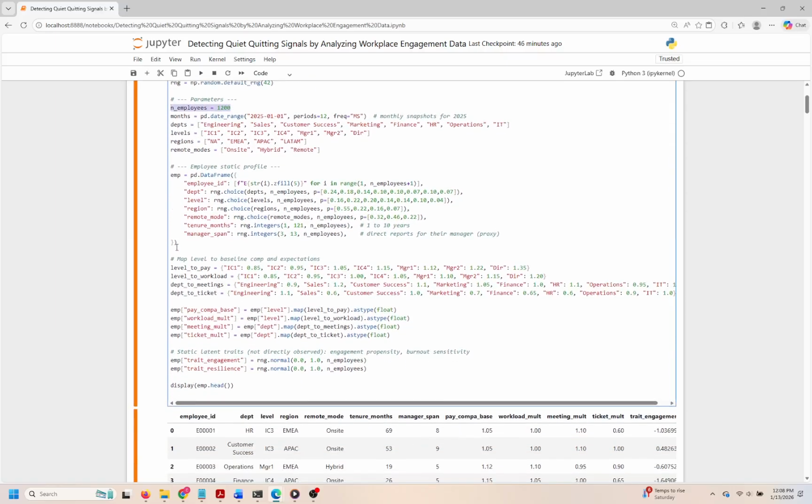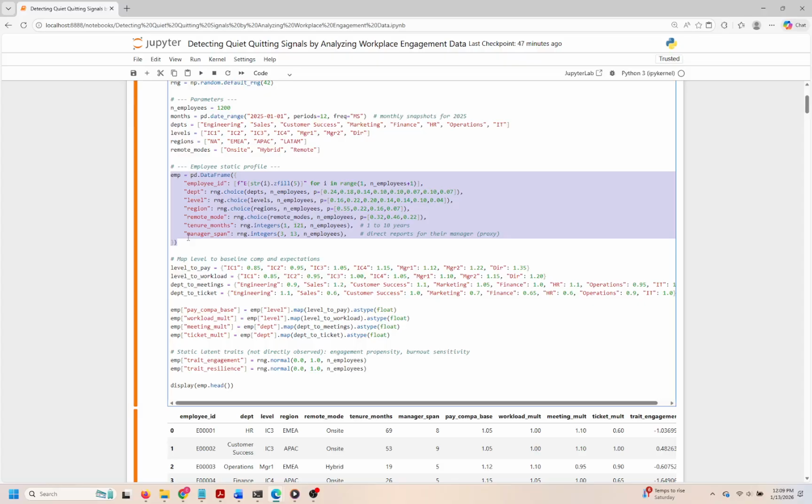Next, we initialize a data frame that encapsulates the employee's static profiles. Each employee is assigned a unique ID and categorized into one of several departments, levels, and regions. The assignment is informed by weighted probabilities, ensuring realistic representations of distribution across these categories. For instance, certain departments are more heavily populated than others, which is often the case in real organizations.